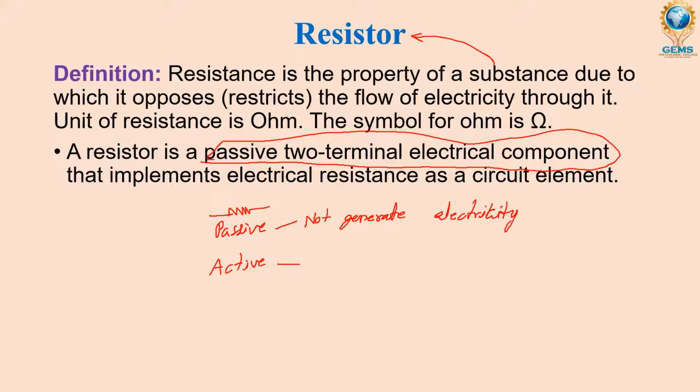It is not going to generate any electricity. Active means like a generator. We have already studied this in the first unit. A generator is generating electrical energy, so we will say it is active. Passive means it is not going to generate any current or any power.